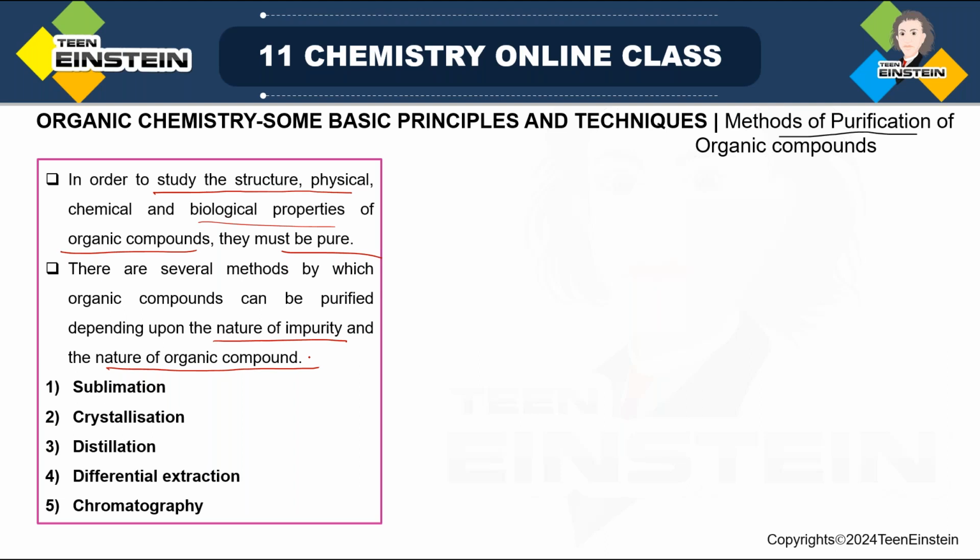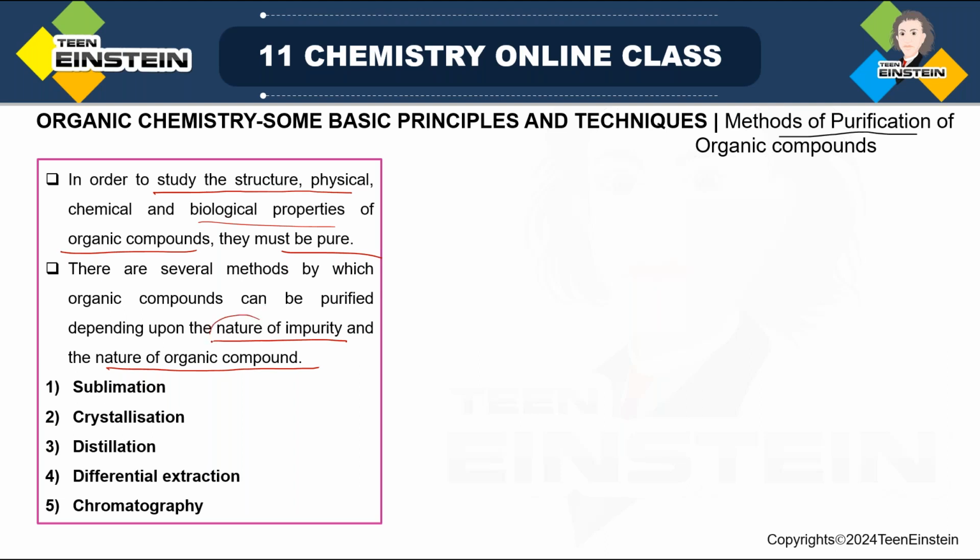Now, nature of organic compound means what I'm trying to say. It may be liquid, it may be gas, it may be solid. So many different physical states are possible. Then it may be polar in nature, high dipole moment. It may be non-polar in nature. It may be a very volatile liquid. It may be a very high boiling point liquid. Sometimes it may be solid. So these are the different types when you are talking about the nature of the organic compound that you want to purify. And nature of impurity, that is also important.